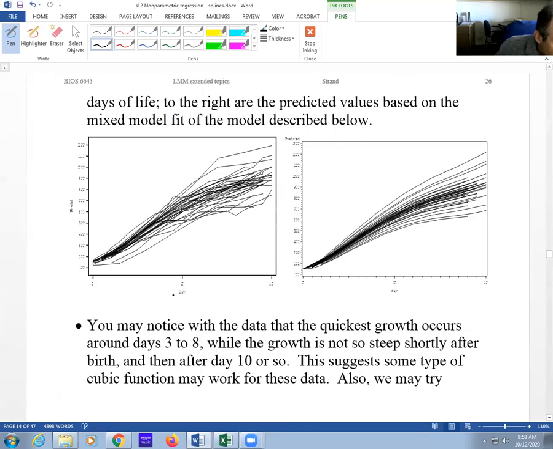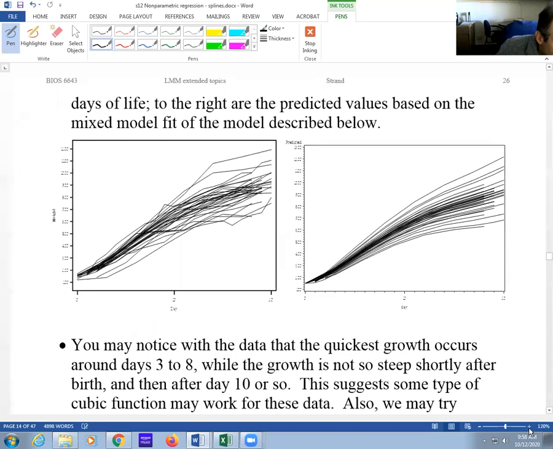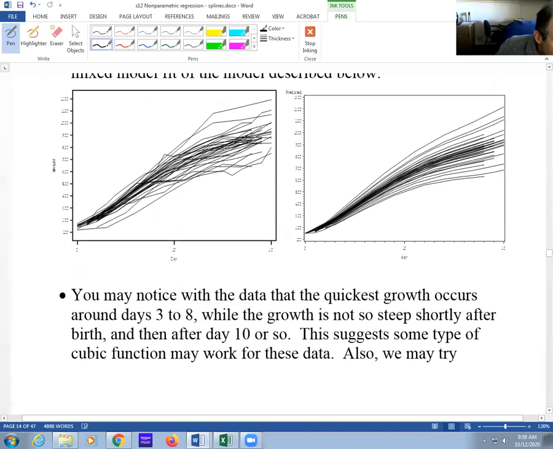The numbers aren't great on here. Trying to see what that is. Is that a 10 or so? So 0, 10, 20 is my guess. So initially there's a lot of growth, and then it starts to taper off a little bit on the right.